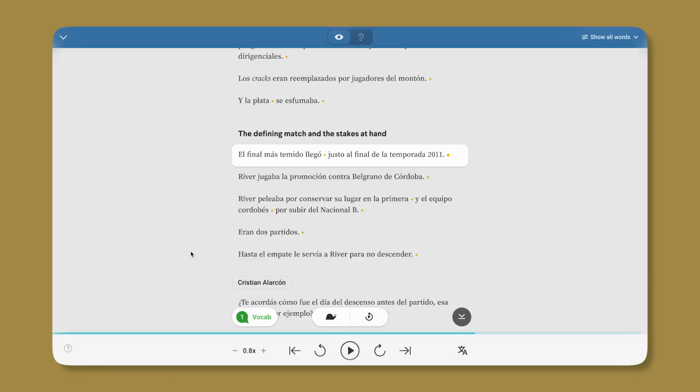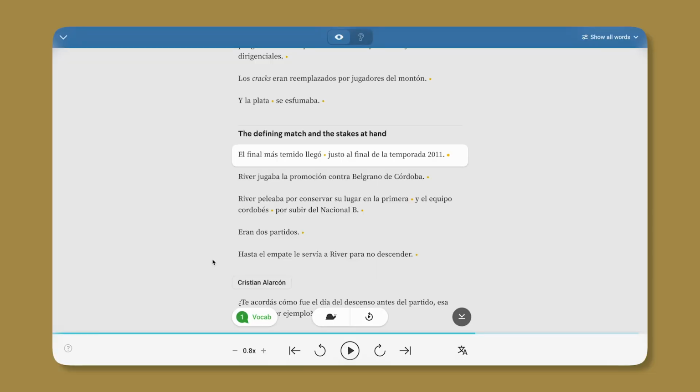So here I have open the story La Caída del River, and this story is about some Argentinian soccer crisis. Don't ask me, I don't know sports. But I chose this story because it's Argentinian Spanish, and Argentinian Spanish, especially Rioplatense Spanish, is known to be one of the most difficult accents in Spanish to replicate, and I love a challenge. So I normally primarily speak Mexican Spanish. That's the dialect that I learned, and the way that I would say this particular sentence is El final más temido llegó justo al final de la temporada 2011.